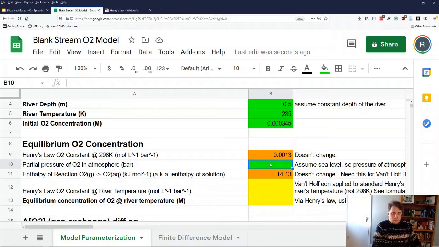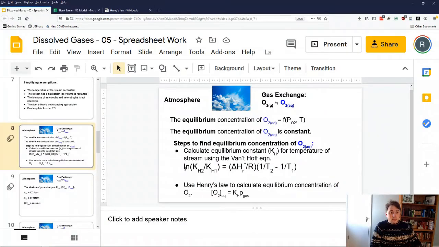Okay, so we'll just say the partial pressure of oxygen is 0.21, the atmosphere is 21% oxygen, at sea level your atmospheric pressure is 1 bar approximately, and so just move on from there. Now we can use the Van 't Hoff equation to calculate the Henry's law constant of oxygen at the river's temperature, which we said was 285. And so again, what we need to do is rearrange this equation here so that just Kh at temperature 2 is on one side. And so what we're going to do is just exponentiate both sides, or raise e to each of these, and then multiply through by Kh at temperature 1.